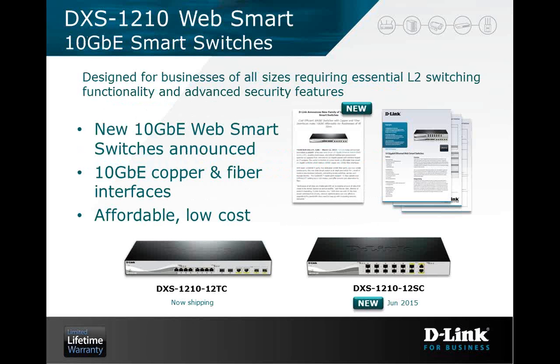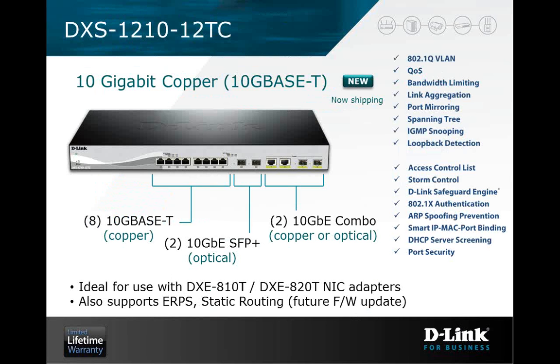Then the other thing I wanted to briefly touch upon here was we recently announced, and we're very excited about, our 10 gig smart switches. Showing the first two here, the one on the left is the copper switch, 10G base T. It's 12 ports. The majority of the ports are 10 gig copper, and then the one on the right is mostly optical SFP plus 10 gig connections. These are low cost, they're very affordable, and as I said, we're very excited to have these available now. And in fact, the 12TC that's shown here is already shipping.